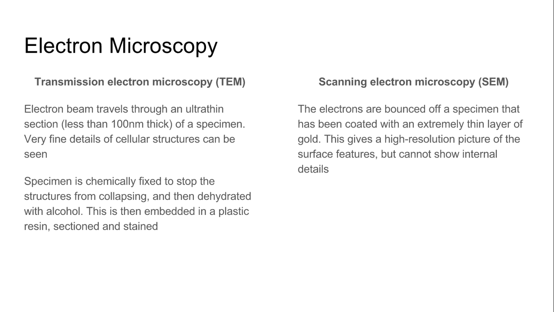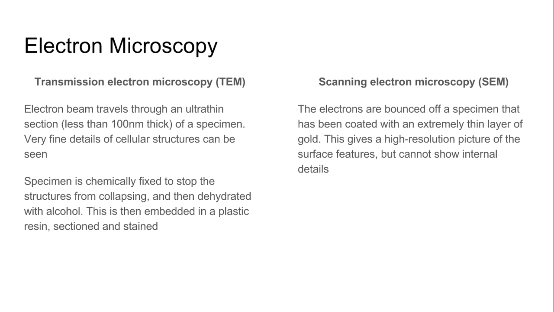There are two types of electron microscopy. We have the transmission electron microscope, which allows the electron beam to travel through an ultra-thin section of a specimen. We can see here 100 nanometers, which is much smaller than a micrometer. But to do so, we need to have the specimen chemically fixed onto a structure which prevents it from collapsing when the electron beam is passed through it. And so obviously that specimen has to be dead rather than living, which can be done with a light microscope.